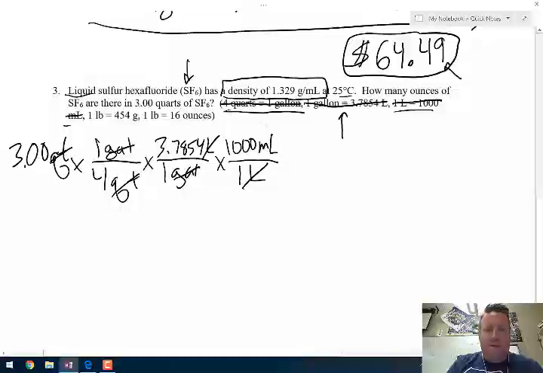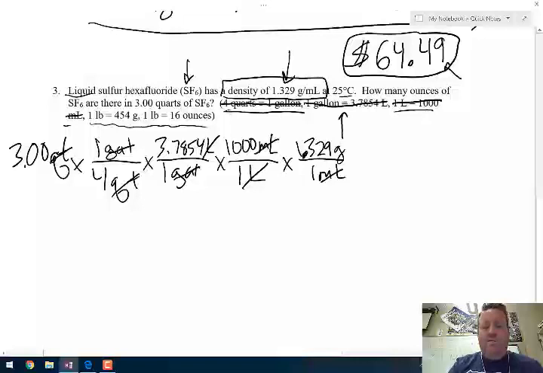And now we've got milliliters. I don't see anything with milliliters down here, so I'm going to come back to the problem. Hopefully there's something there, and yes, there is: 1.329 grams per milliliter. That means that 1 milliliter has a mass of 1.329 grams. There, my milliliters cancel. And now I have grams. So now I've used the density.